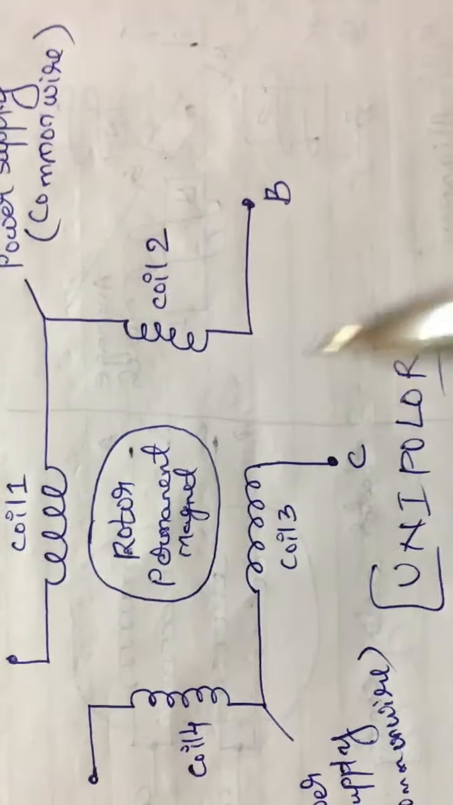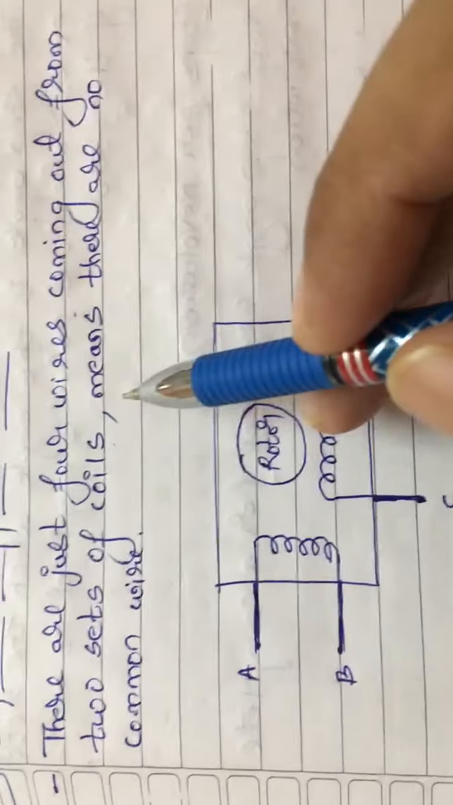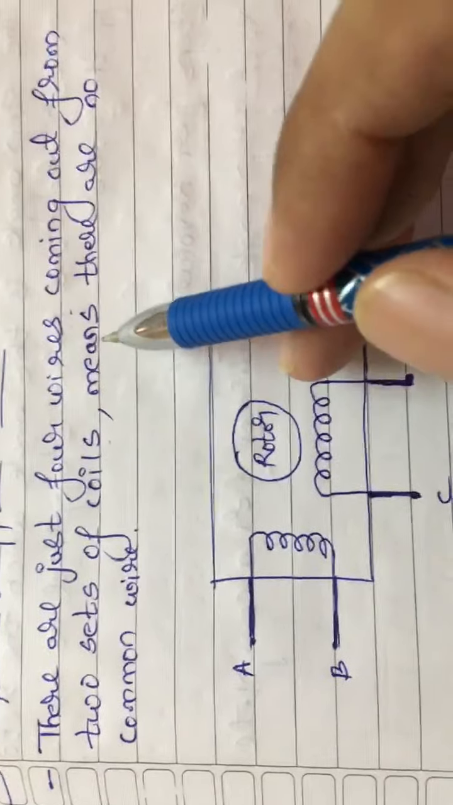Then what is the meaning of bipolar stepper motor? It's very simple, but we are not going to use that by default. Here there are just 4 wires coming out from 2 sets of coil, which means there is no common wire. Only the 4 wires are used.